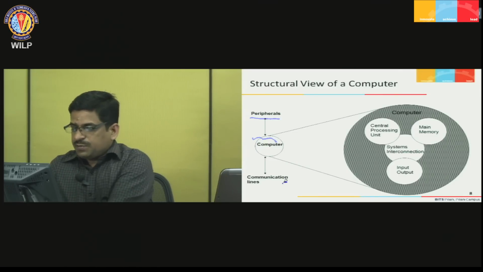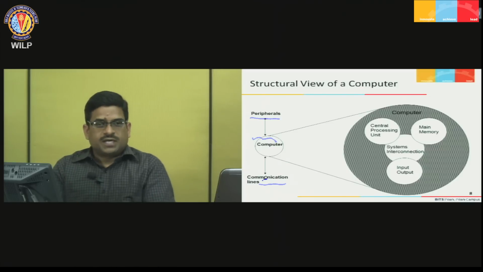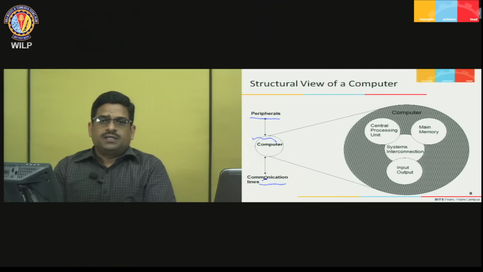Communication line means if your computer is connected to other computers through the communication lines. So inside the computer what is there? The central processing unit is there, main memory is there for the storage, and the input output devices, which are combinedly called peripheral devices as well.